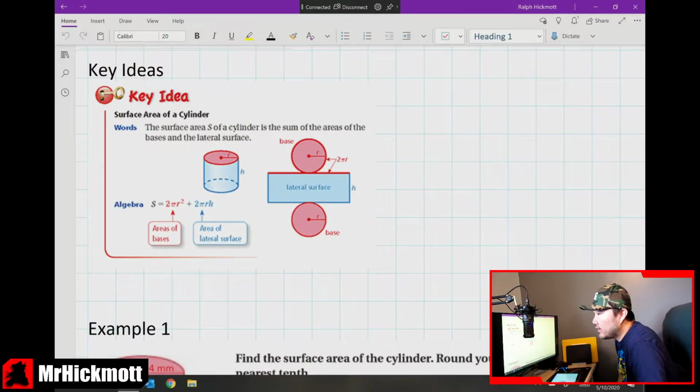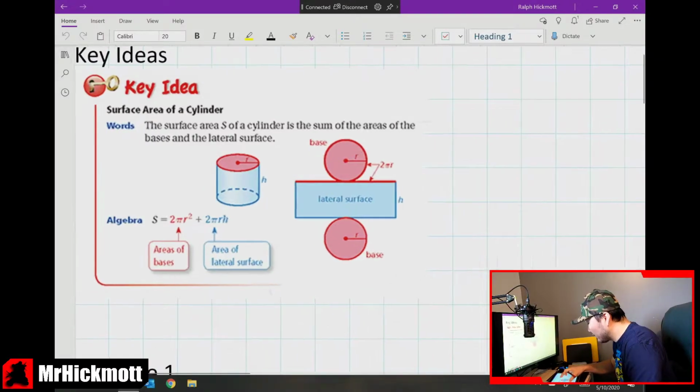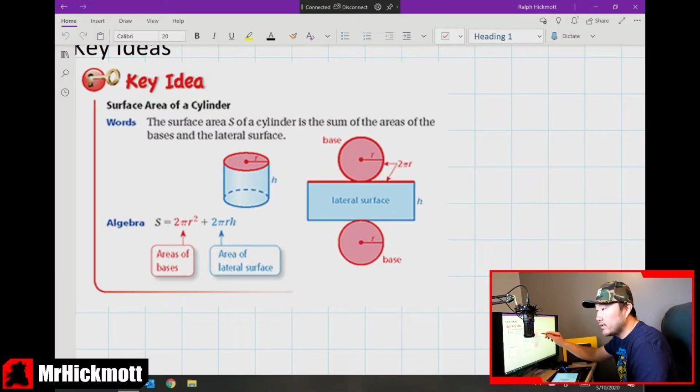So the key idea in this case is going to actually be another formula. Previously, you were looking at pyramids and prisms, and they had generalized formulas to find the surface area, usually the area of the base and then the lateral faces. Well, when it comes to a cylinder, it's very similar to the prism. We are finding the area of the base, but the lateral surface, interestingly enough, is a stretched out rectangle.